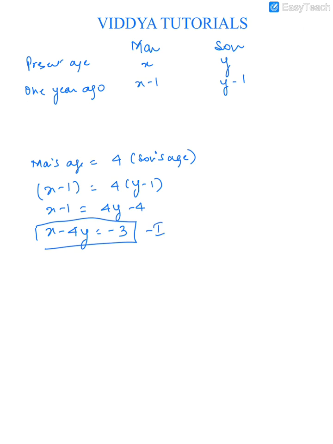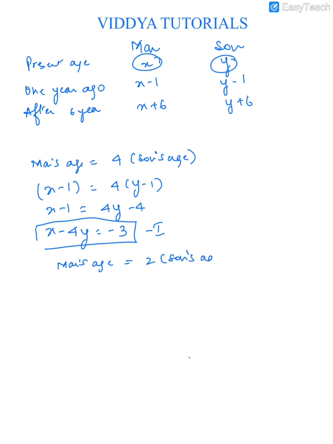The next situation reads 6 years hence, or after 6 years. So first frame their ages after 6 years. After 6 years, man will be x plus 6 years old and the son will become y plus 6 years old. Now frame your equation. The equation says after 6 years, man's age will be twice his son's age. Now just substitute. After 6 years, man's age is x plus 6 and twice his son's age, son's age is y plus 6.